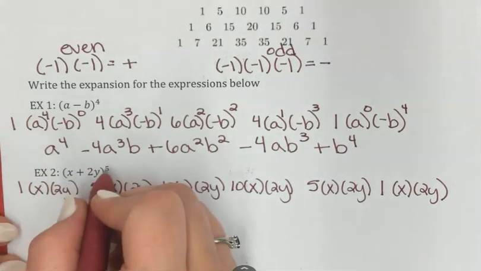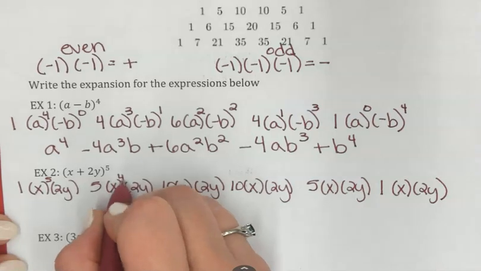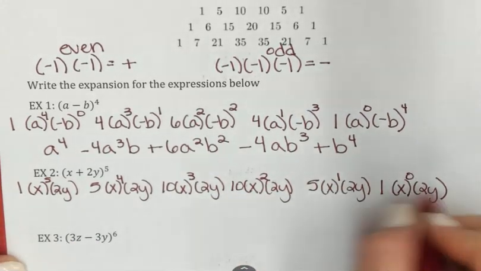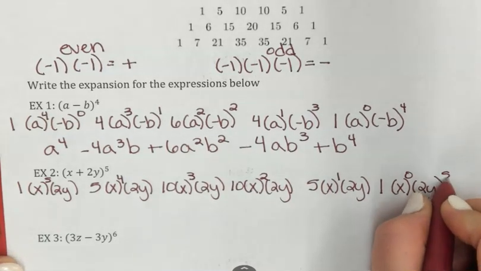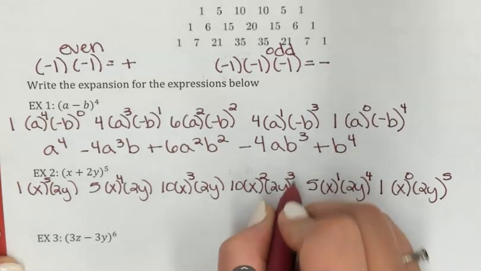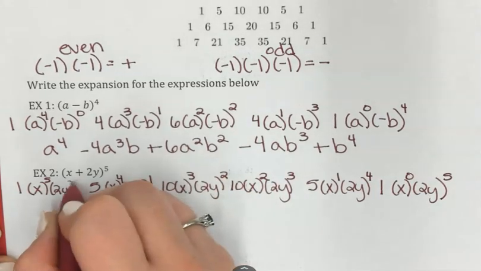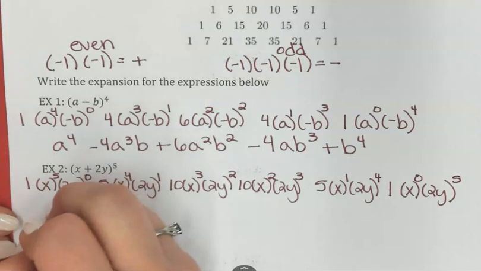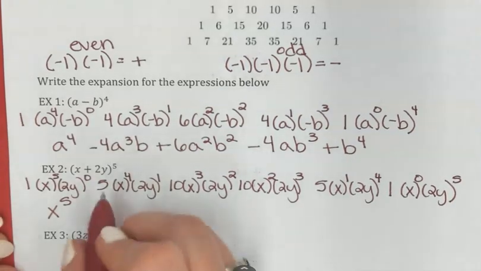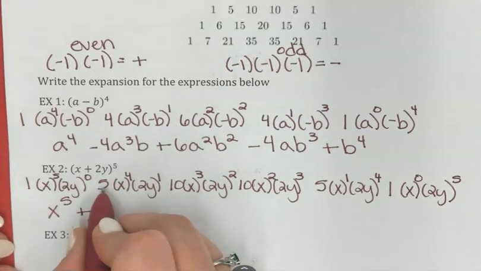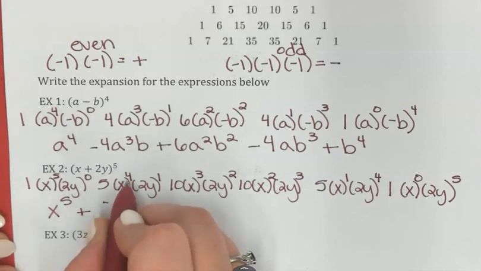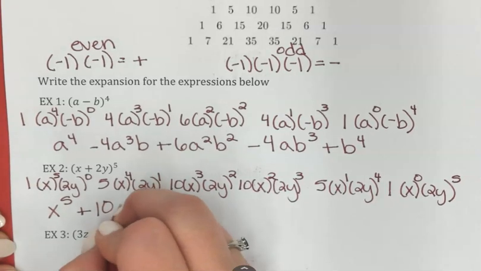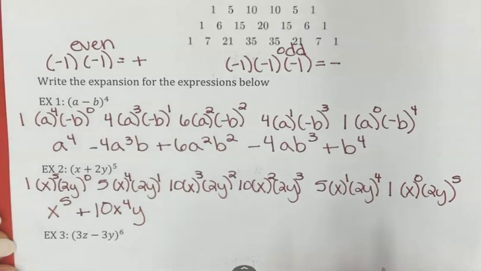Then for my exponents on x, 5, 4, 3, 2, 1, 0. Then for y going backwards, 5, 4, 3, 2, 1, and 0. So for this first one, I am just going to get x to the 5th. For the next one, I've got 5 x to the 4th times 2y. Well, that 5 and 2 is going to give me 10 x to the 4th y.